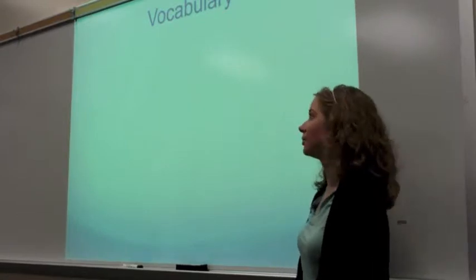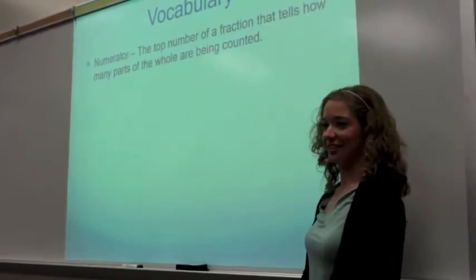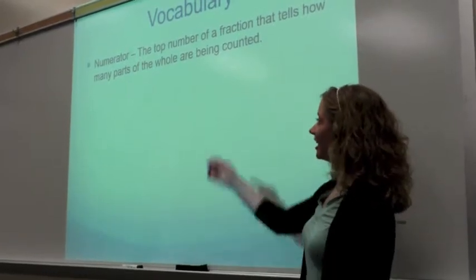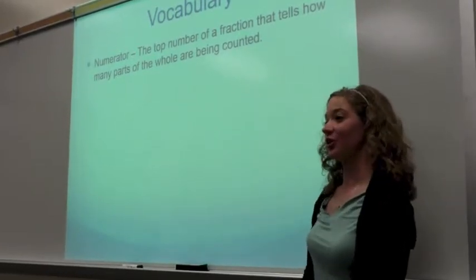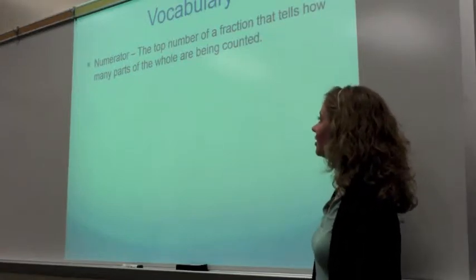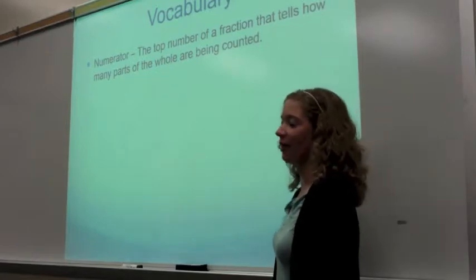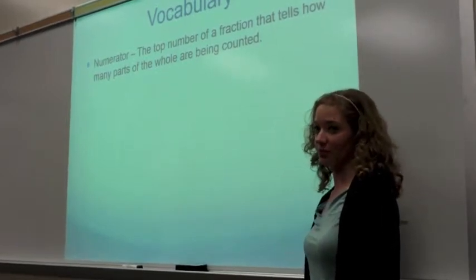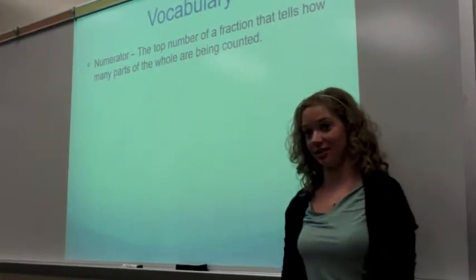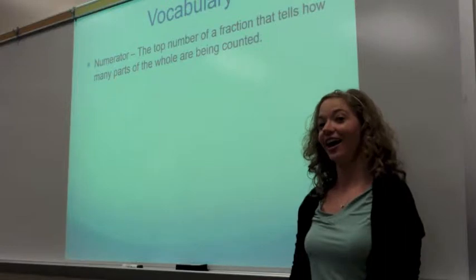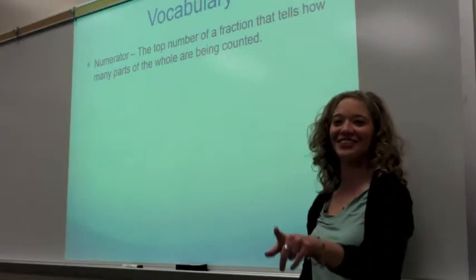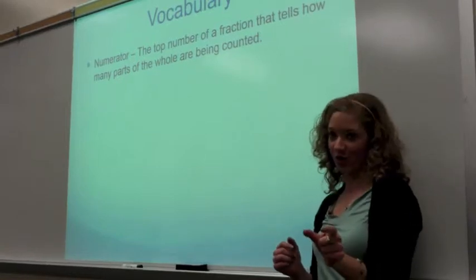So what is the top number called? The numerator. Okay, very good. And Nadine, can you read what the numerator tells us? The numerator tells us how many parts of the whole are being counted. Excellent. Okay. What is the bottom number called? Angela? The denominator. Awesome. And what does it tell us? How many parts of the whole are... That's close. How many equal parts are in the whole?